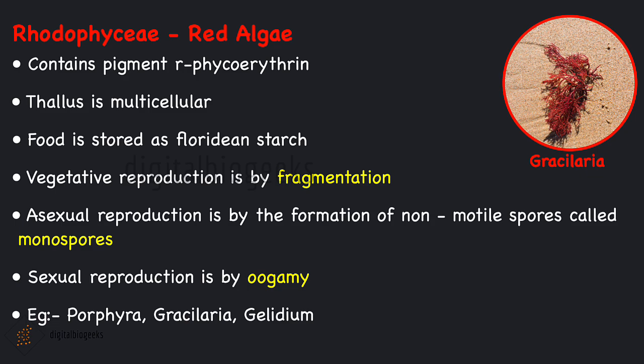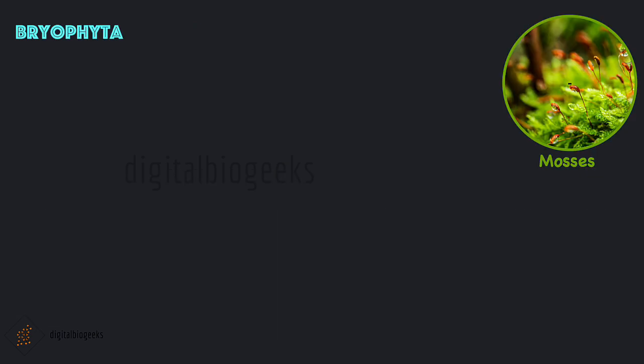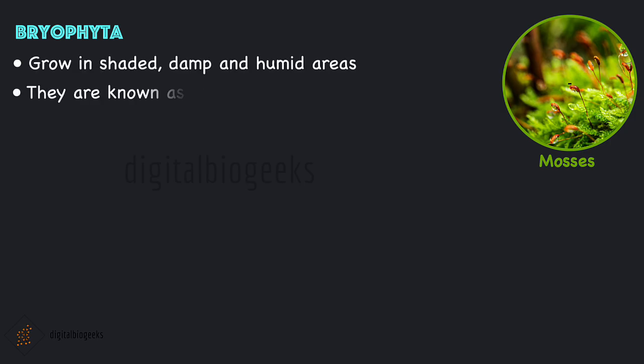Till now we learnt about the three classes of algae: Chlorophyceae, that is the green algae, Phaeophyceae, that is the brown algae, and Rhodophyceae, that is the red algae. Now we are moving on to the next subgroup in the plant kingdom, that is the Bryophytes. Examples of Bryophytes are mosses and liverworts. They grow in shaded, damp and humid areas. They are known as amphibians of the plant kingdom.